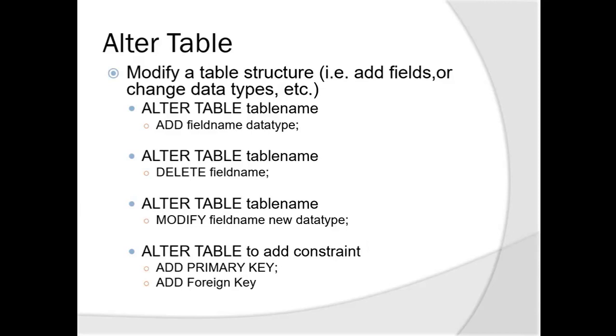Another command is alter table, so you might want to modify tables. You might want to say, well, I need to add a new field. Maybe you want to change the data type. Maybe you realized you had an integer and a short wasn't big enough, so you're going to change it to a long. So you can add, delete fields, and you can modify fields by making a new table, or you can alter a table and add a constraint.